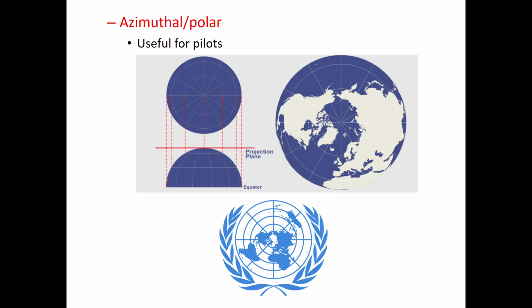This is the azimuthal or polar projection. Remember, for a lot of these projections, you just want to know what it distorts, what it was useful for, and that's about it. I guess you should be able to identify it.